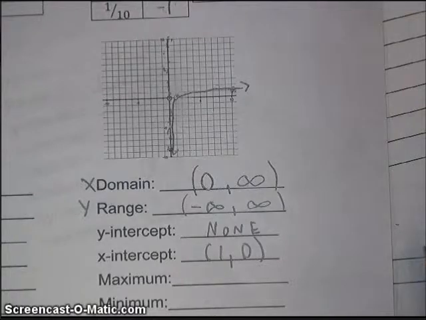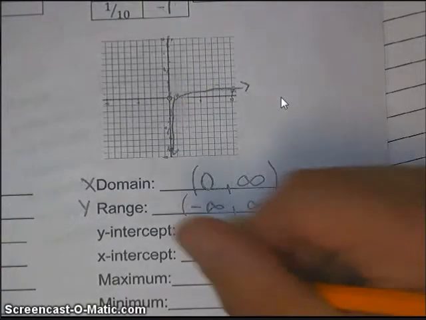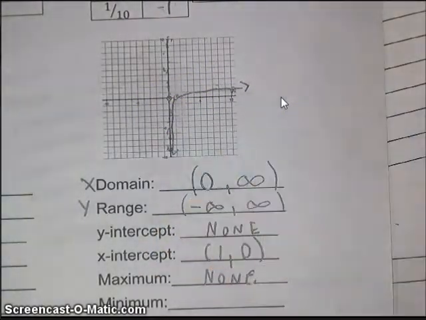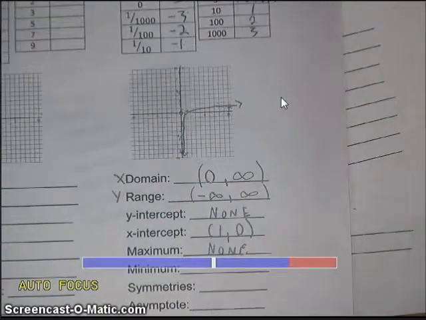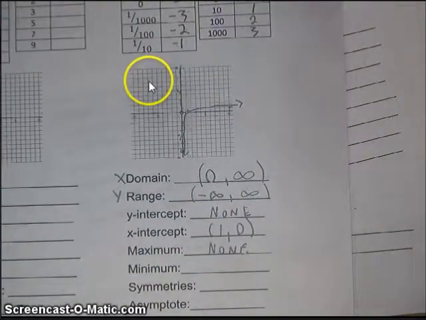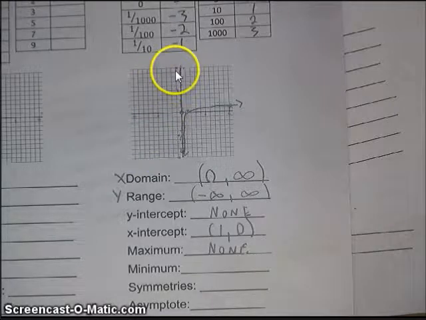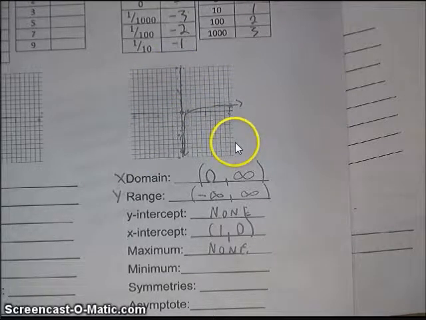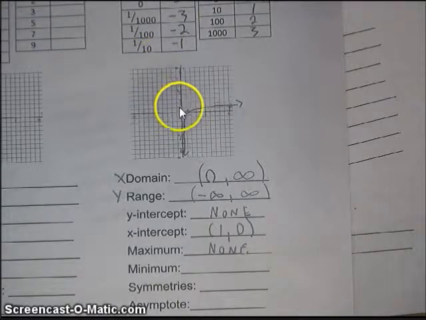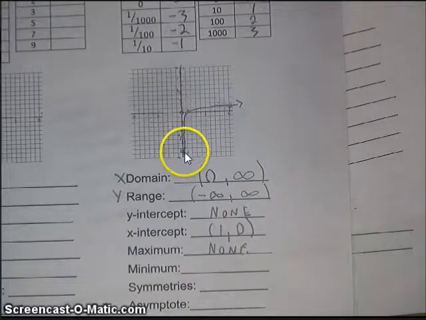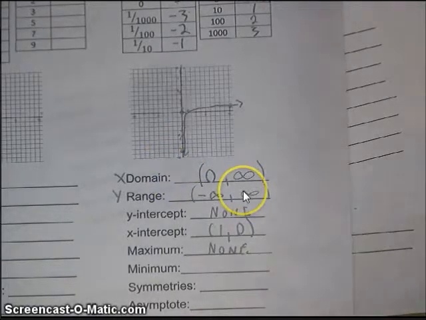Maximum, minimum. For it to have a maximum, it has to go up and then come down. This thing goes up, but it's never going to come back down. There's no max. Sorry, the minimum is go down and then come up. This thing goes down, but it's never going to come back up after it goes down, so there's no minimum here.